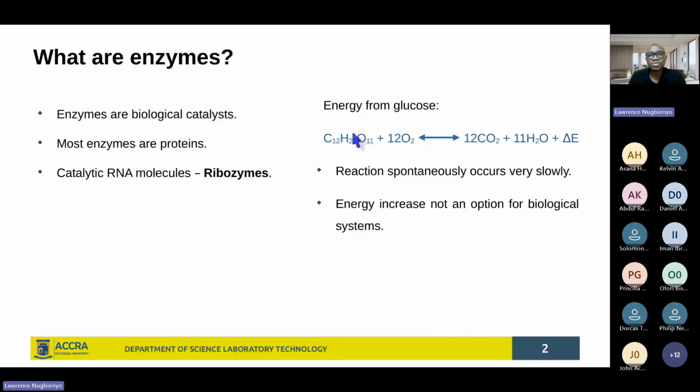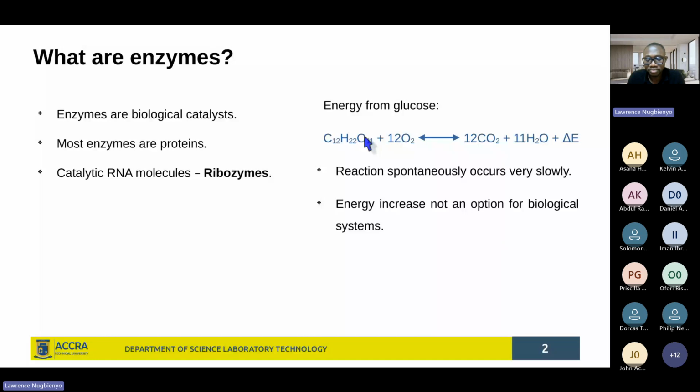So for instance, if you were in a lab and you are running some physical reaction, one of the things that you do to speed up the rate of the reaction is to apply heat, that is to give energy to the reactant molecules, and then the reaction will run fast.